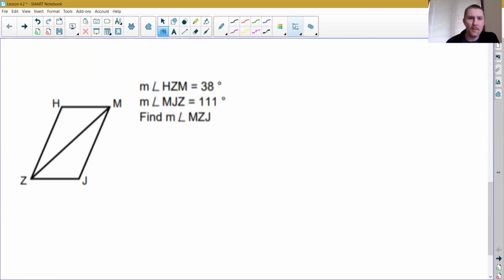Here they tell me that the measure of angle HZM, which I'm going to find first in my picture, HZM is this angle here. That angle is 38 degrees. Then they also tell me that the measure of angle MJZ, which I'm also going to find in my picture, M to J to Z, is this angle over here, 111 degrees. This one's 38. They would like me to find the measure of angle MZJ.